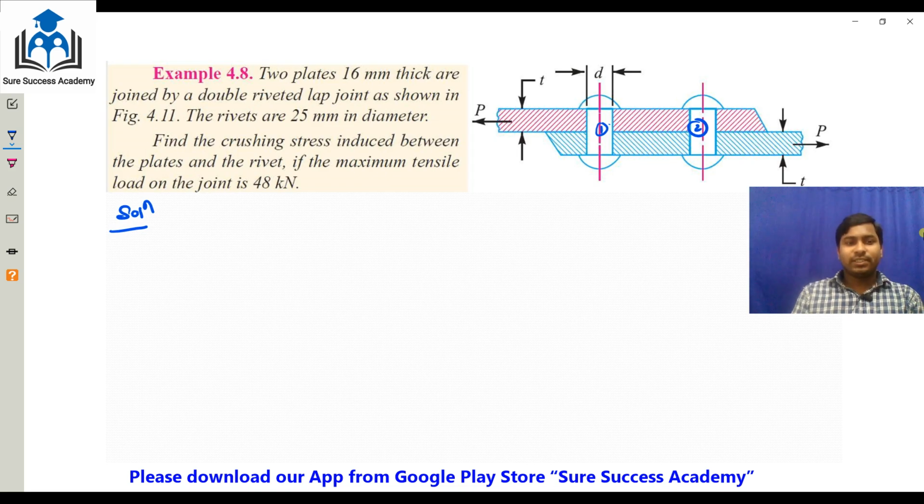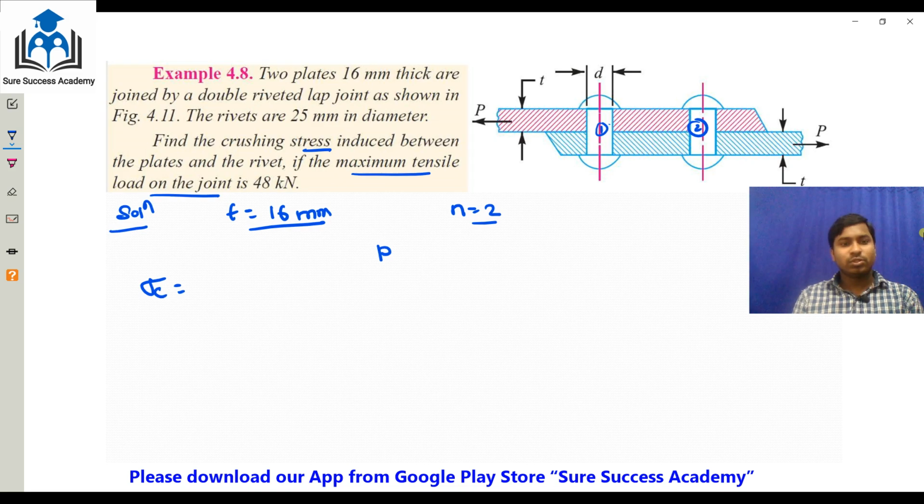The plate thickness T is given as 16 mm, and it is double riveted, so the number of rivets per pitch length is N equal to 2, you can write here. We need to find the crushing stress induced between the plate and the rivet. The maximum tensile load is given as P equal to 48 kilonewton, so 48 into 10 to the power 3 newtons.